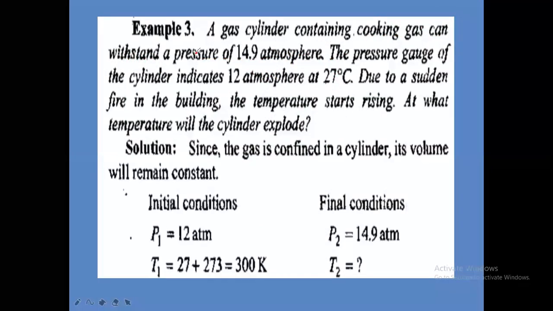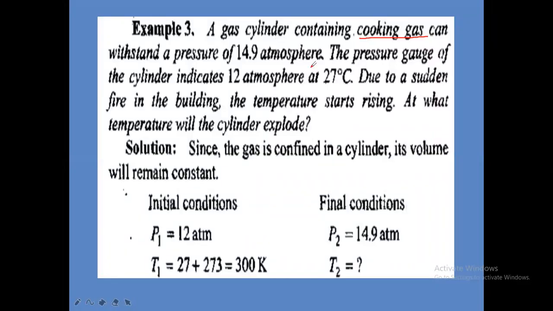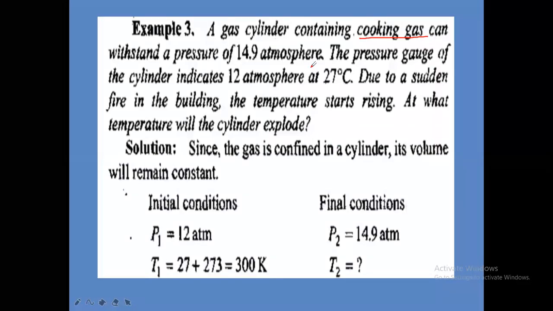Next, example 3. A gas cylinder containing cooking gas. Cooking gas means LPG. Remember that one. It can withstand a pressure of 14.9 atmospheres. How much pressure can it withstand? Maximum pressure it can withstand is 14.9 atmospheres.